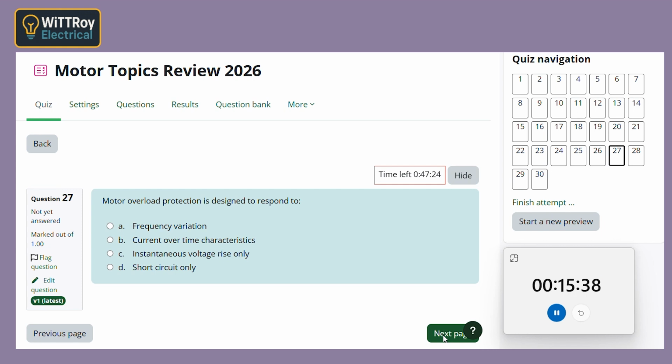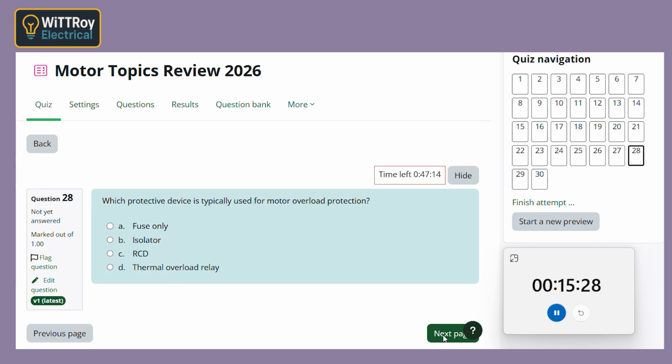Question 27. Motor overload protection is designed to respond to what? Current over time characteristics. Correct. This is very important. A motor can draw high current for a short time during normal starting, and that may be acceptable. But if elevated current continues too long, that becomes overload. So the protection needs to consider both how much current and for how long. Exactly. That's why instantaneous voltage rise only is wrong. Frequency variation is wrong. Short circuit only is wrong because overload and short circuit are not the same thing.